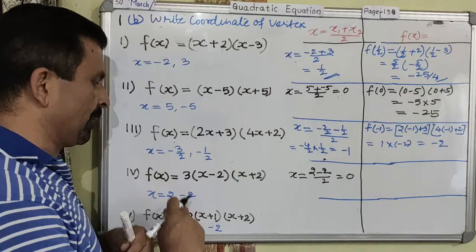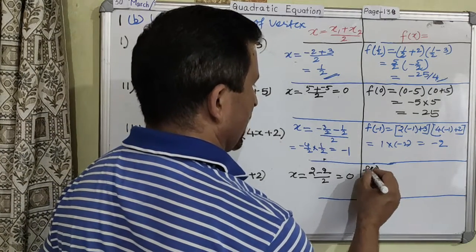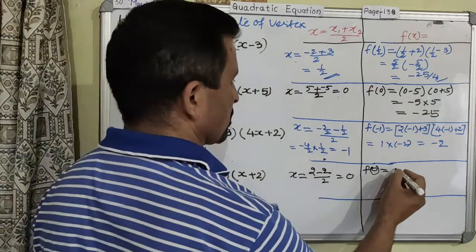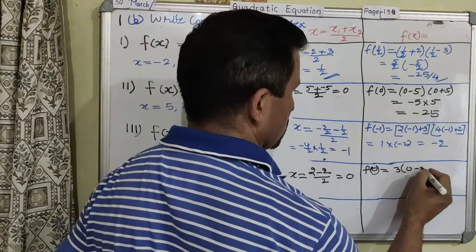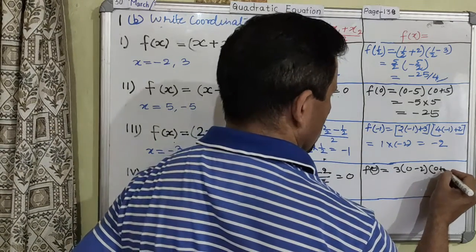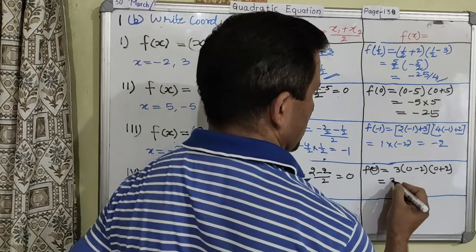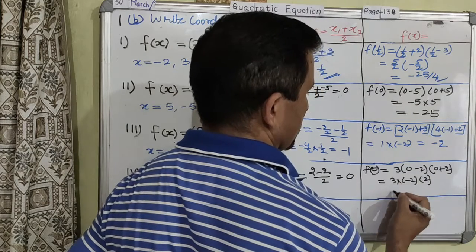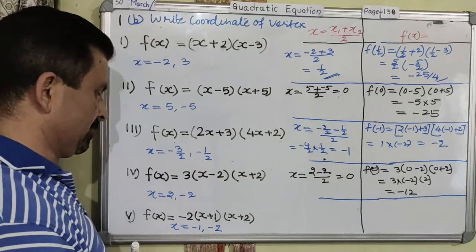Now we'll find the value of y for this equation. So we will calculate the value of y for x equal to 0. Let us put in the equation: 3 into 0 minus 2, into 0 plus 2. This is -2 and this is +2. So 3 into -2 into +2. So 3 times 6 is 12. This is -12, because one of the quantities is negative, therefore the product is negative.